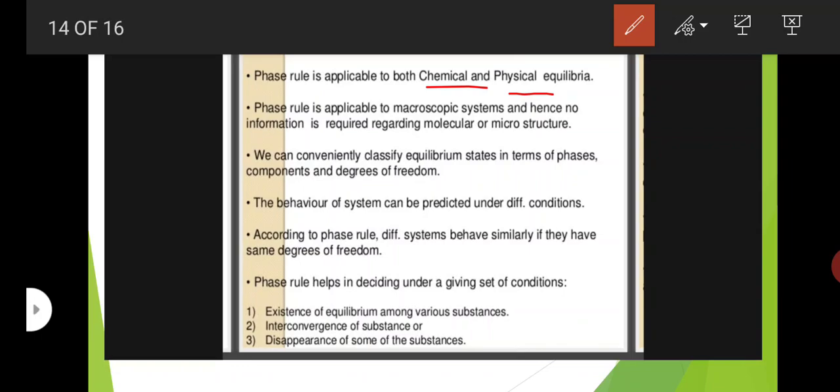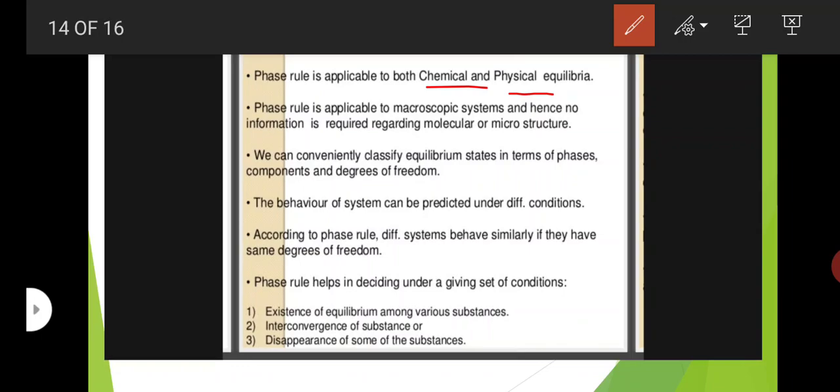We can conveniently classify equilibrium states in terms of phases, components and degrees of freedom. Here we can conveniently classify equilibrium states in terms of phases, components and degrees of freedom. The behavior of a system can be predicted under different conditions.